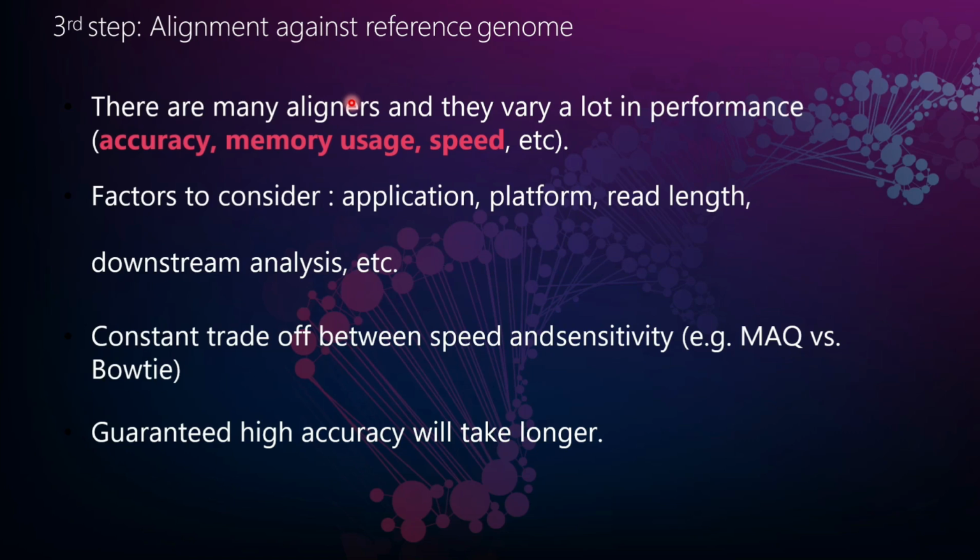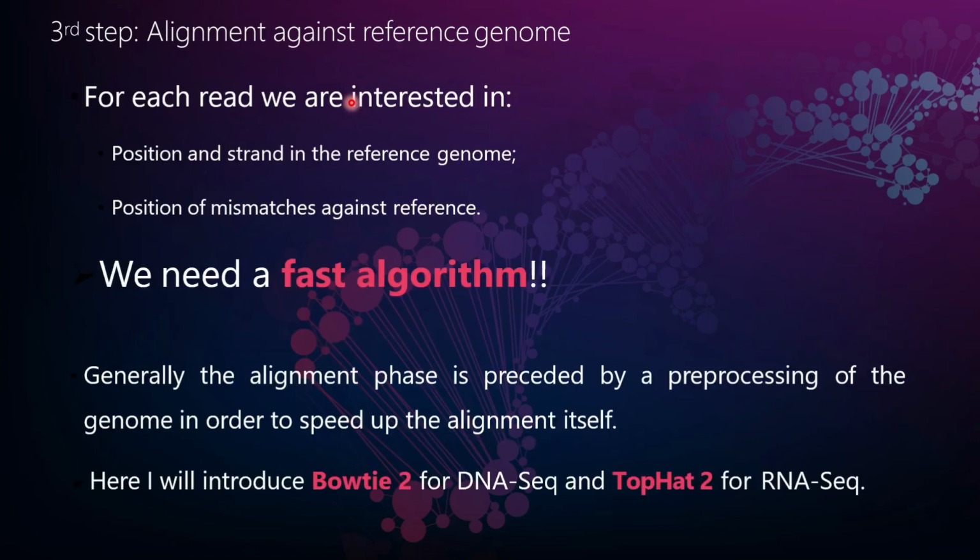There will be a constant trade-off between speed and sensitivity. For example, if you're using MAQ, there will be a trade-off because Bowtie is faster and MAQ is slower. The guarantee is that if you want higher accuracy of your data, it will take a lot of time. Higher accuracy will take longer than low accuracy. So that was the aligner section.